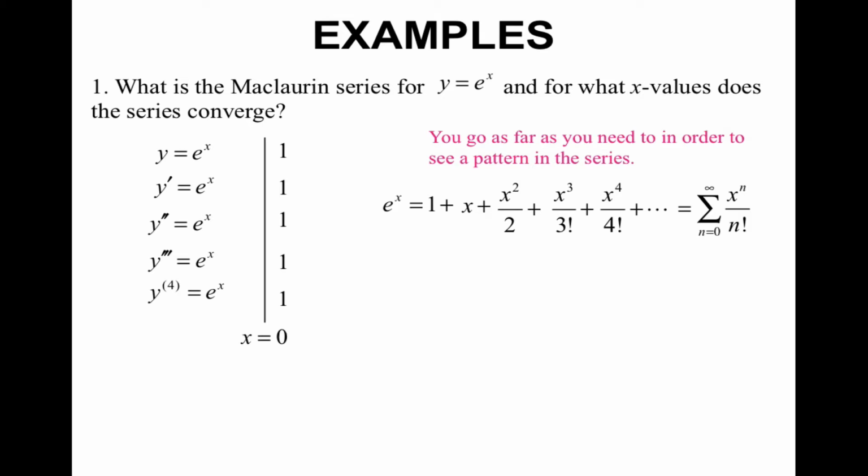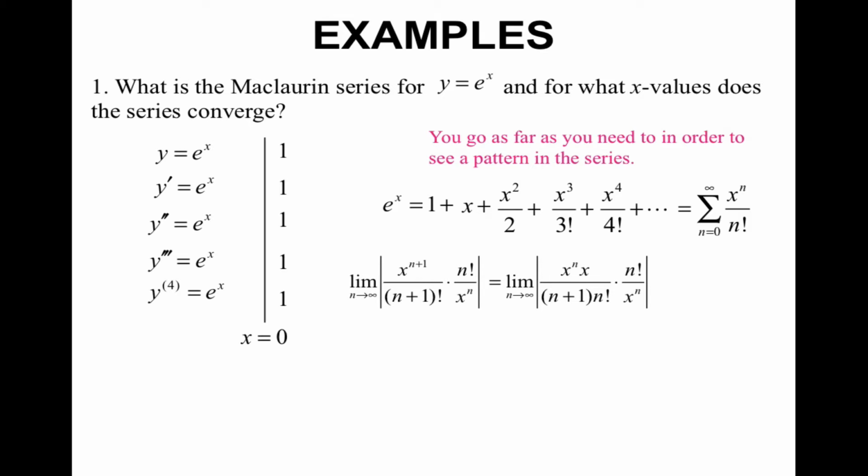So now, in order for me to determine for what x values this series converges, I need to find the interval of convergence. So that means I'm going to set up my limit as n approaches infinity of x to the n plus 1 over n plus 1 factorial times n factorial over x to the n, which is just the ratio test. And using exponent properties and factorial properties, I can expand out the factorial and the exponents so that stuff cancels.